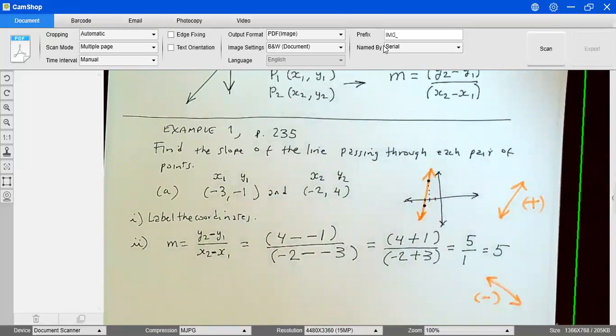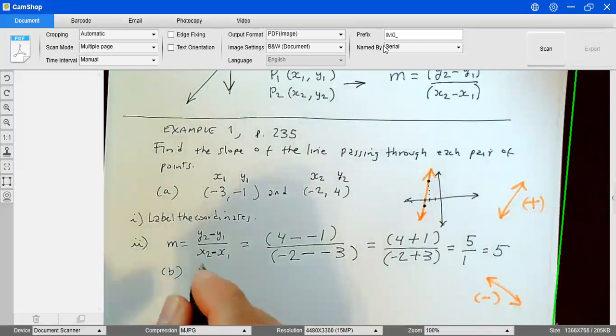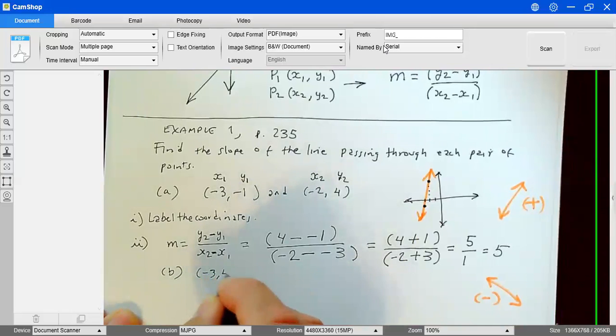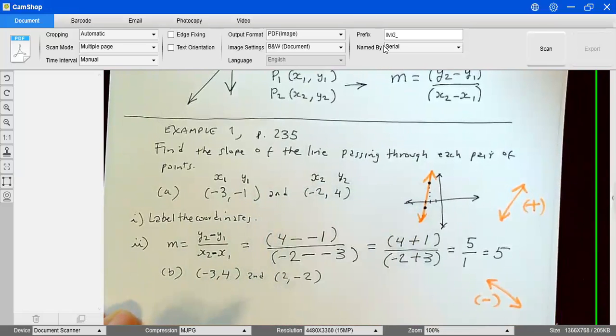So now the final part, we have another pair of points. So we have now the points are (-3, 4) and (2, -2). So these are another pair of points. So we're going to label. So we can label in the other way.